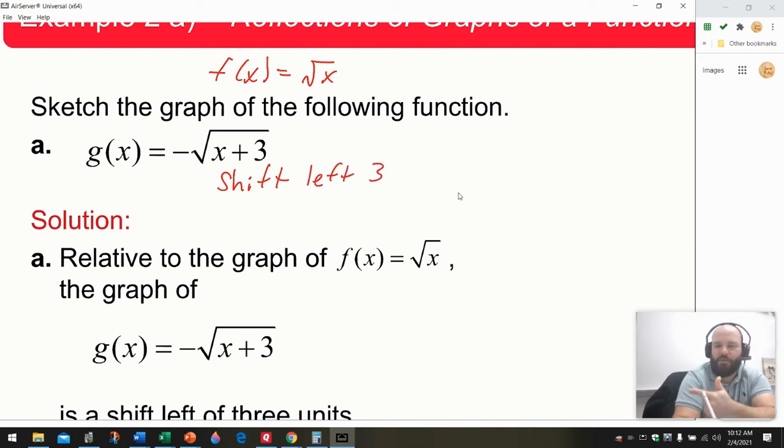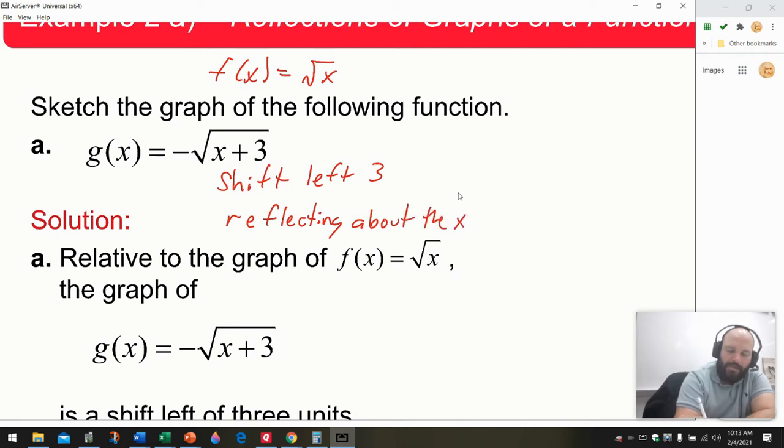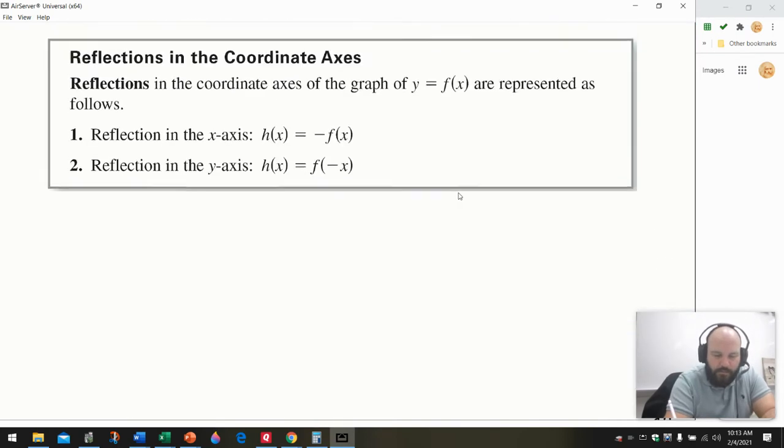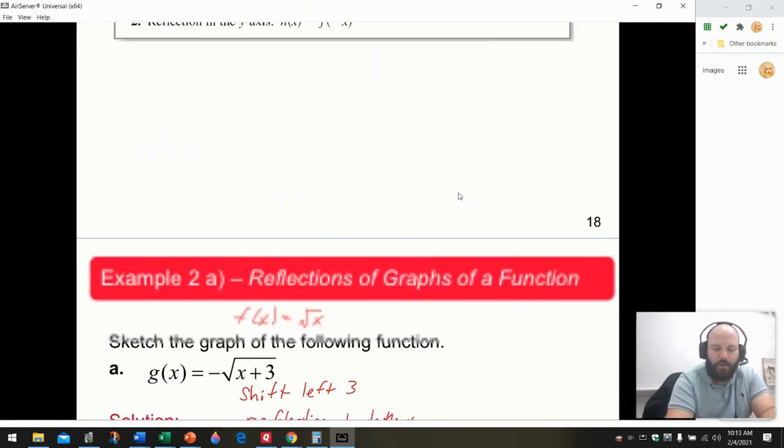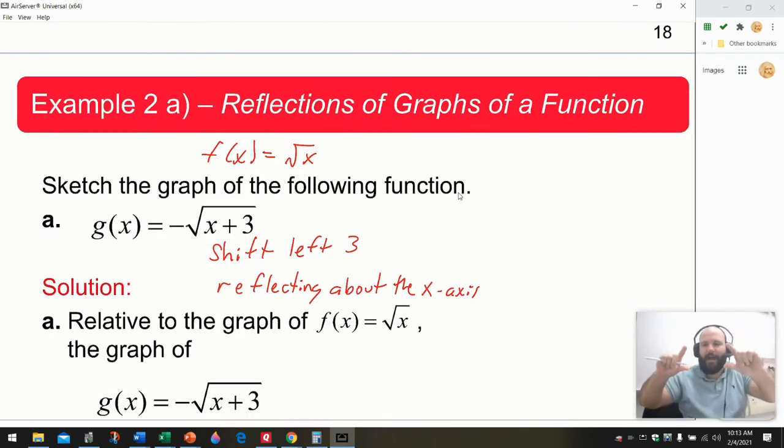Remember, what am I doing? Which way? How much? So shift left 3. And then the negative on the outside, we would say we are reflecting about the x-axis. So again, if I go up here real quick to this box, the negative is on the outside. It's a reflection about the x-axis. So what that means is it's going to take that graph and twirl it on the x-axis, flip it down.